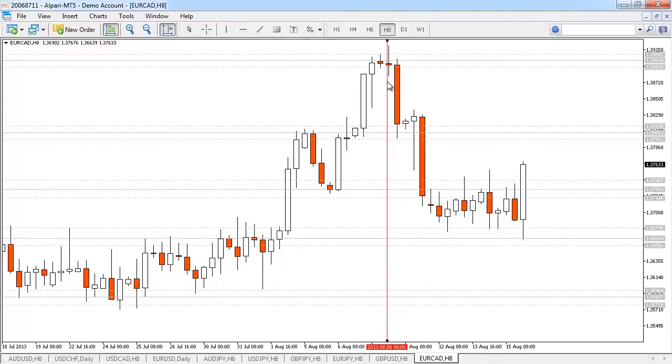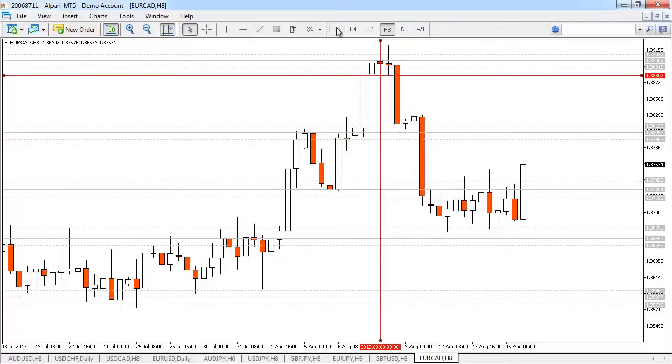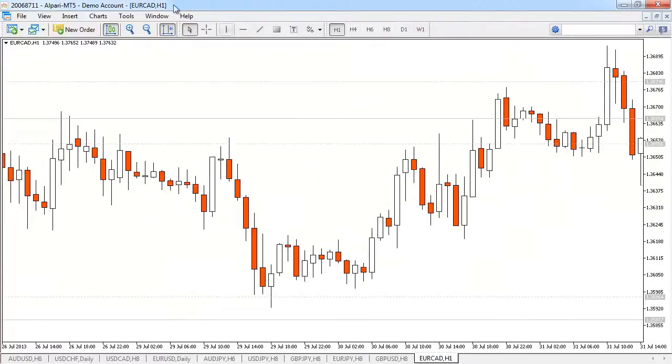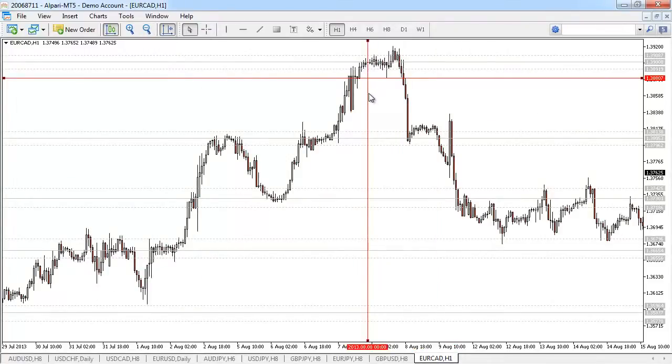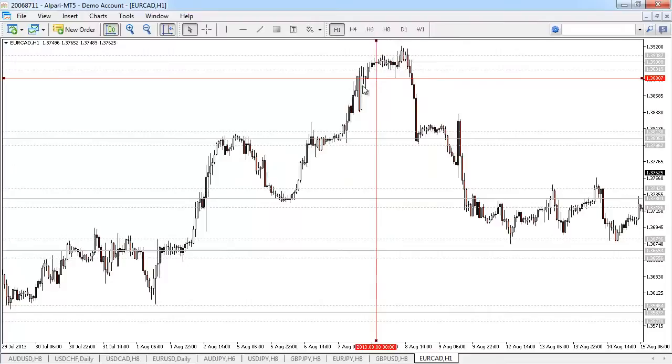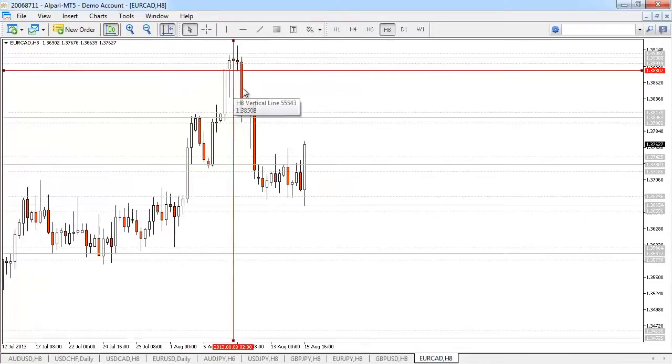Damn it. I don't like how these lines work on this thing. Okay. Let's zoom in here. Wait, I think I put this line on the wrong area. Damn it. Here we go.